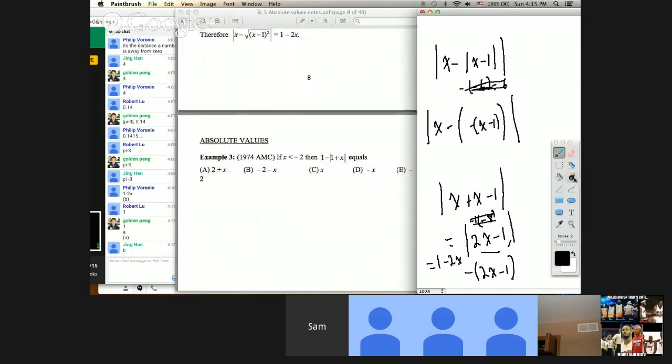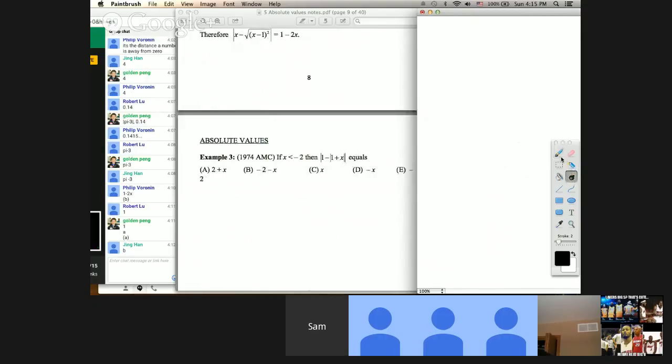Okay, let's try this one. Similar concept. If x is less than -2, then absolute value of 1 minus absolute value of 1 plus x equals what? So again, I'd advise you to work from the inside and out to the outside.